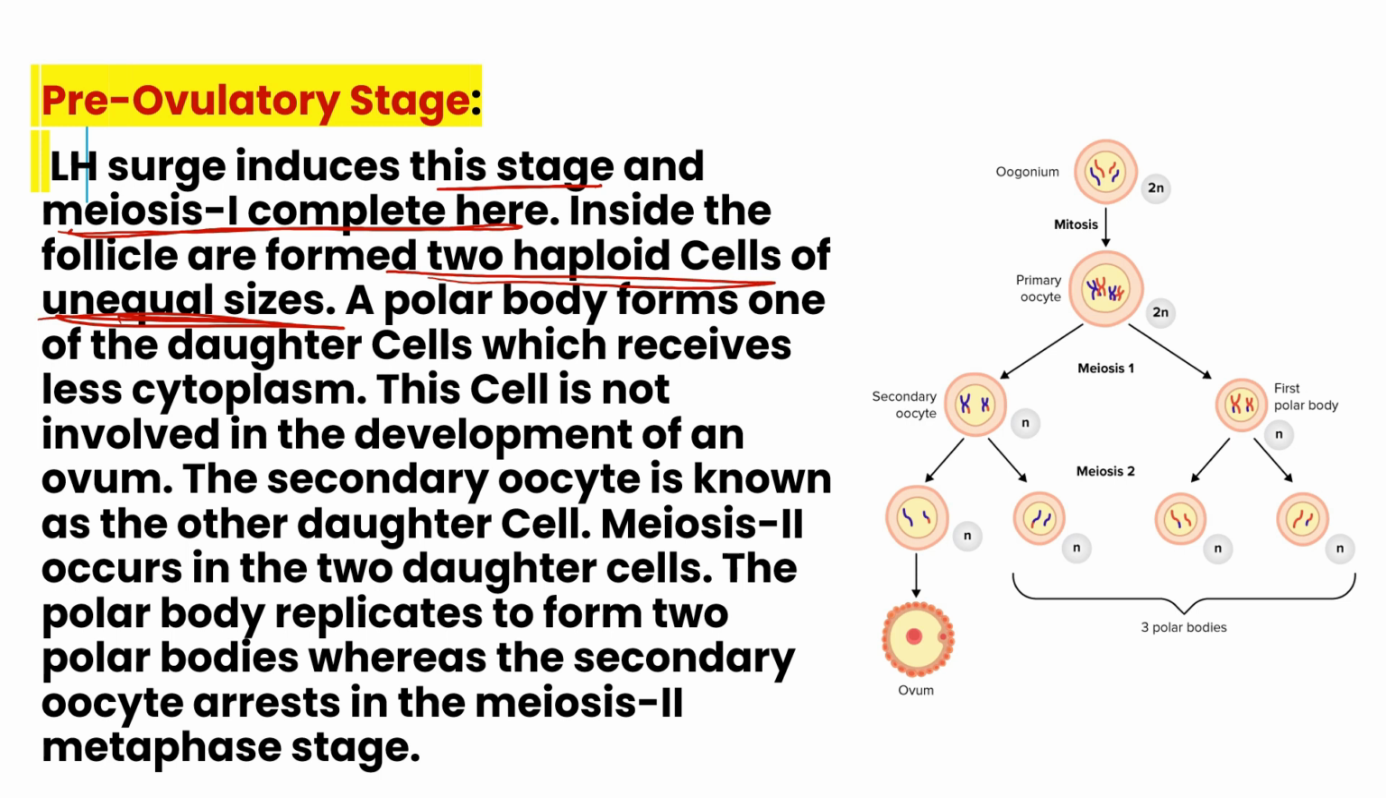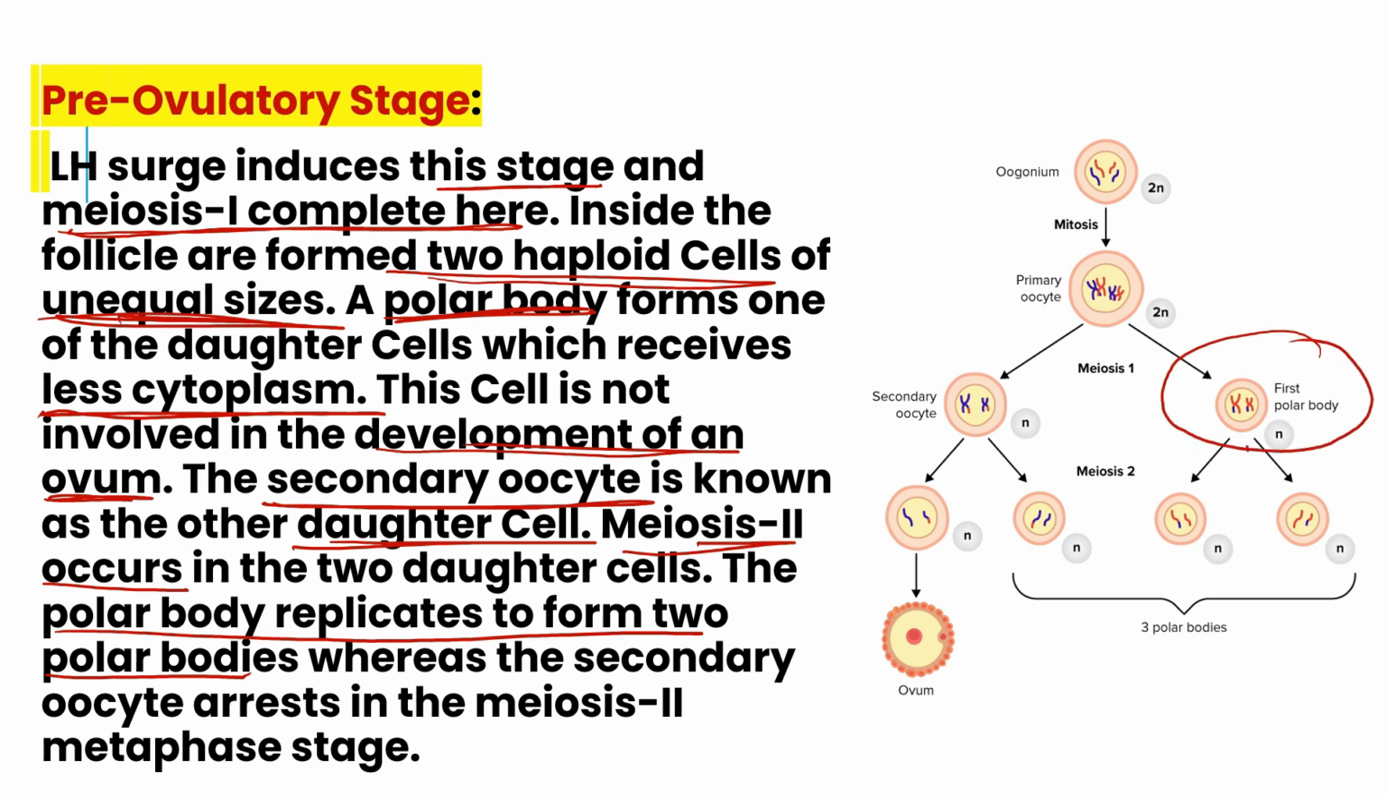The first haploid cell is known as the polar body, which has less cytoplasm, and this cannot be involved in the development of the ovum. The second haploid cell is a secondary oocyte, the other daughter cell, and here meiosis 2 occurs in both daughter cells. The polar body replicates to form two more polar bodies. As you can see, the first polar body divides and forms two other polar bodies, whereas the secondary oocyte arrests in meiosis 2 at the metaphase stage, waiting for fertilization.